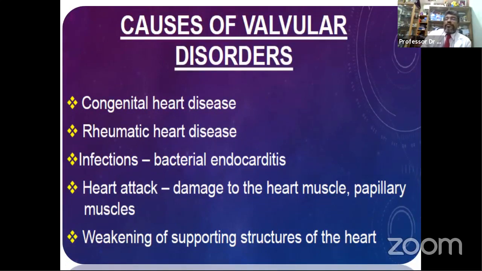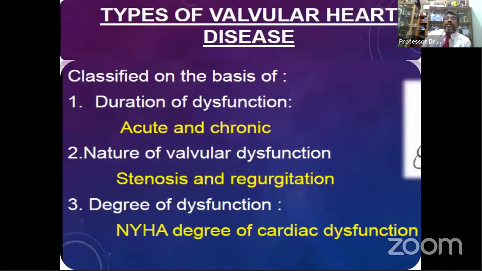If we discuss the causes of valvular heart disease in general, there are congenital causes and rheumatic causes. There are infectious causes like bacterial endocarditis, and there may be ischemic heart disease causing damage to the heart muscle or papillary muscle. And weakening of the supporting structures of the heart may lead to the development of valvular heart disease, especially the regurgitant type.